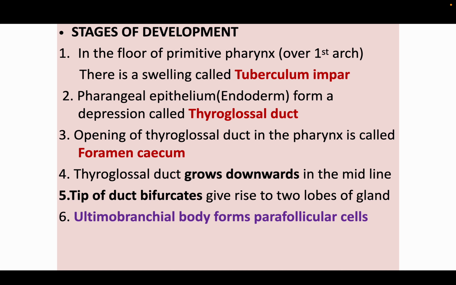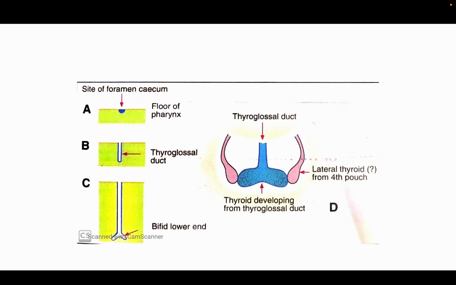The tip of the duct bifurcates and gives rise to two lobes of the gland, and the ultimobranchial body forms parafollicular cells. So these are the 6 steps you should know in the stages of development of the thyroid gland. This is the diagram taken from your book. You can see the site of the foramen cecum. It is growing downward as the thyroglossal duct.